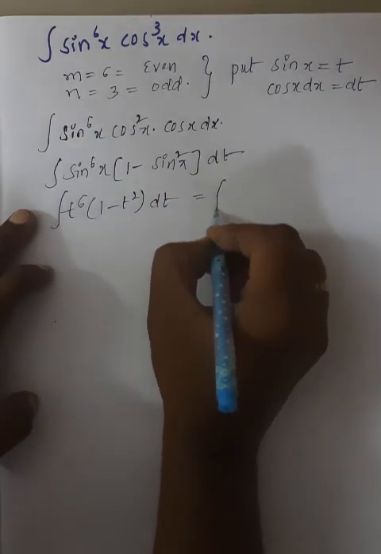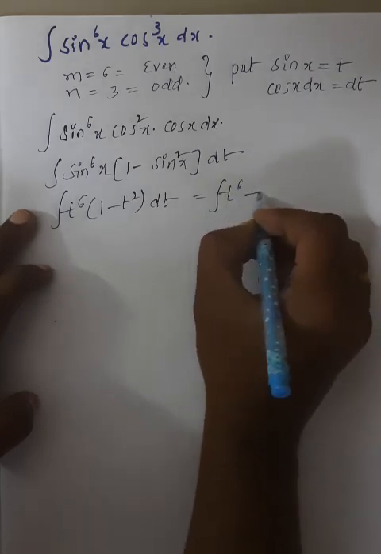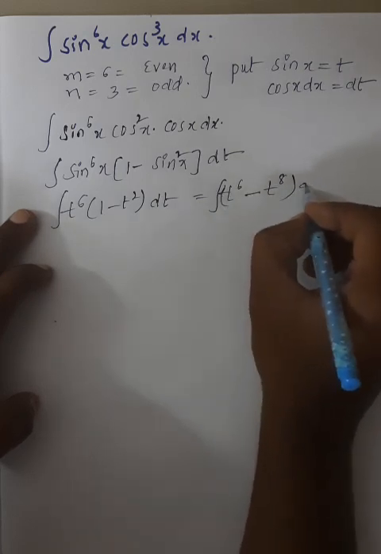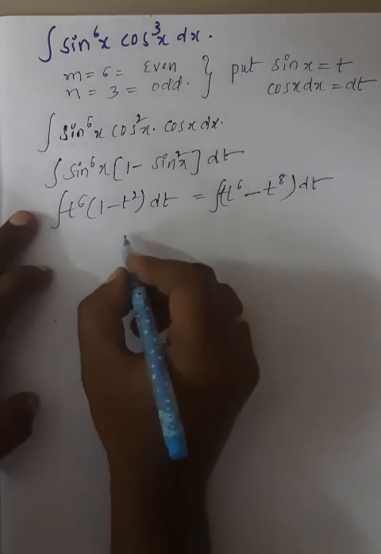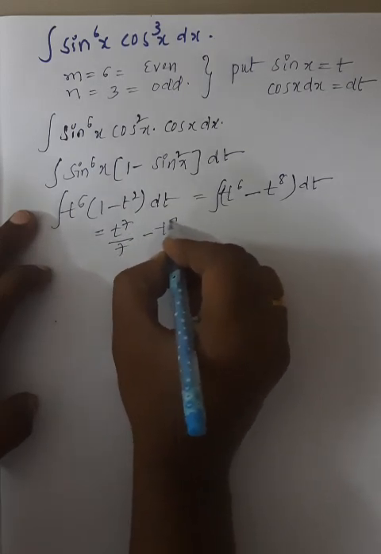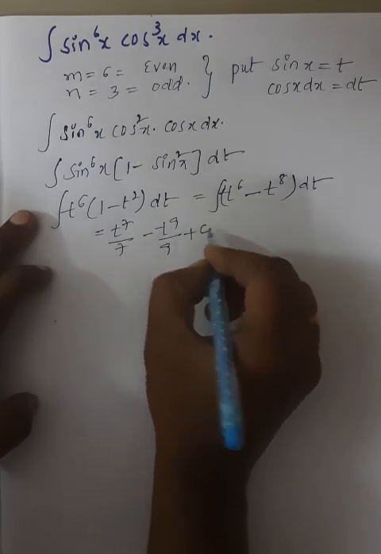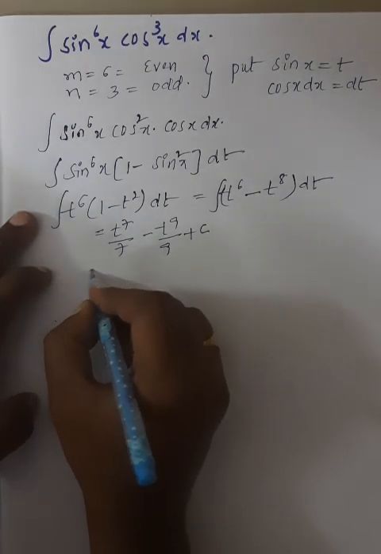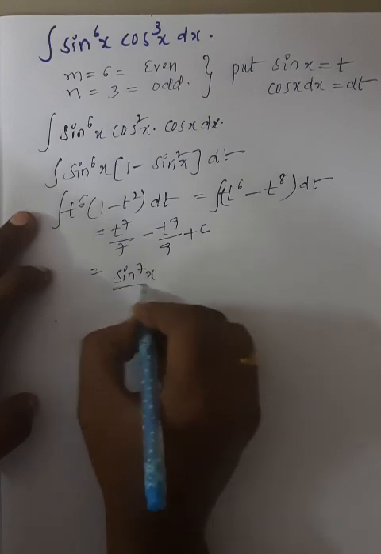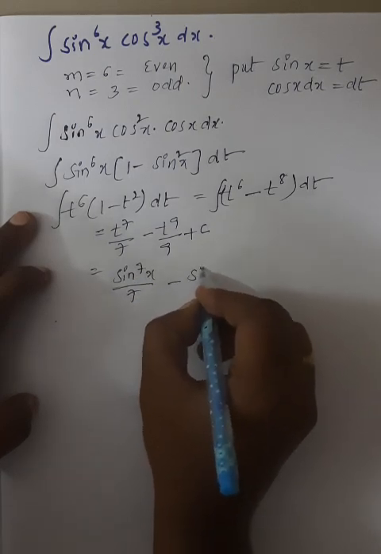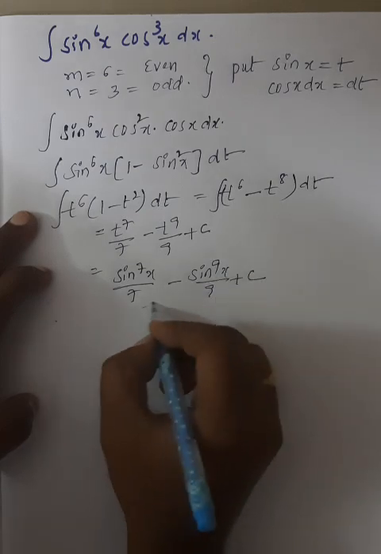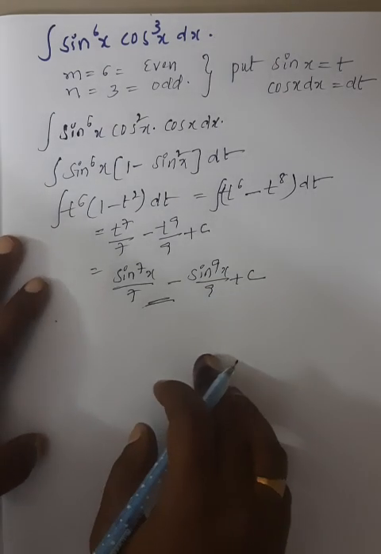So it is equal to t power 6 into 1, t power 6, t power 6 into t square is t power 8. Bases are equal, powers should be added. Now integrate easily. T power 6 is t power 7 by 7, t power 8 is t power 9 by 9 plus c. Now replace t with sin x: sin power 7x by 7 minus sin power 9x by 9 plus c. So this is our final solution for the given question.